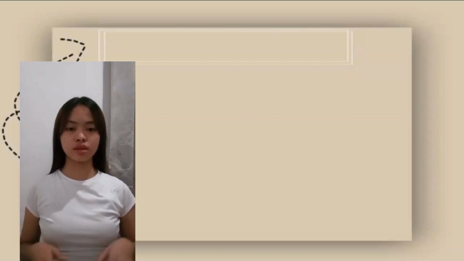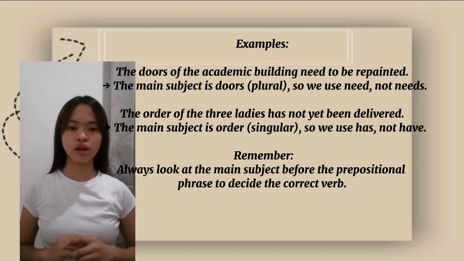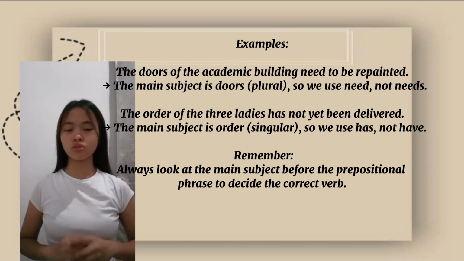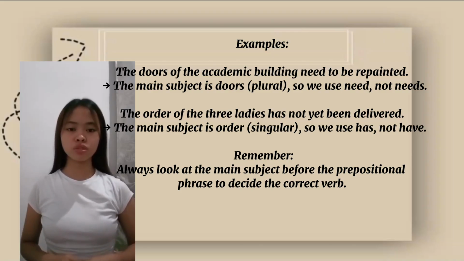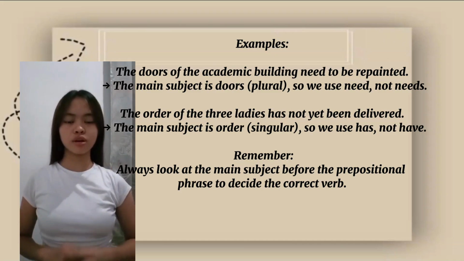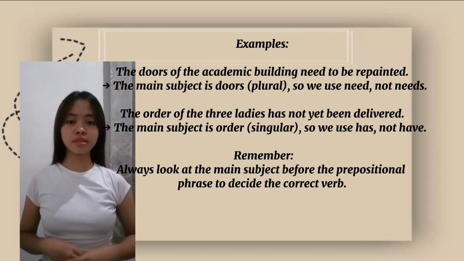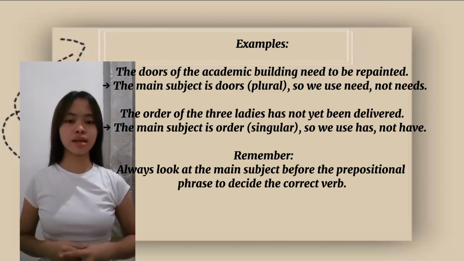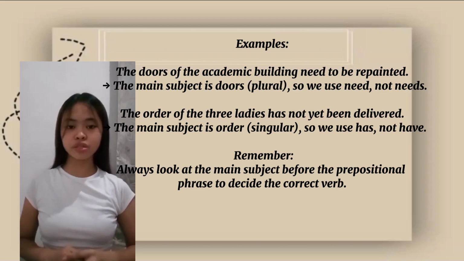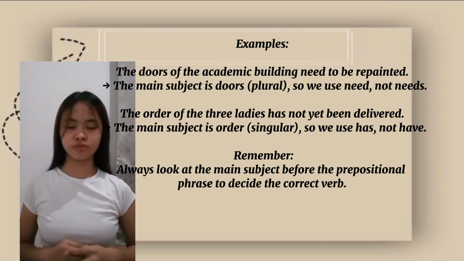So here are the examples. Number 1, the doors of the academic building need to be repainted. The main subject is doors, which is plural, so we use need, not needs. Number 2, the order of the 3 ladies has not yet been delivered. The main subject is order, which is singular, so we use has, not have. So remember to always look at the main subject before the prepositional phrase to decide the correct verb.